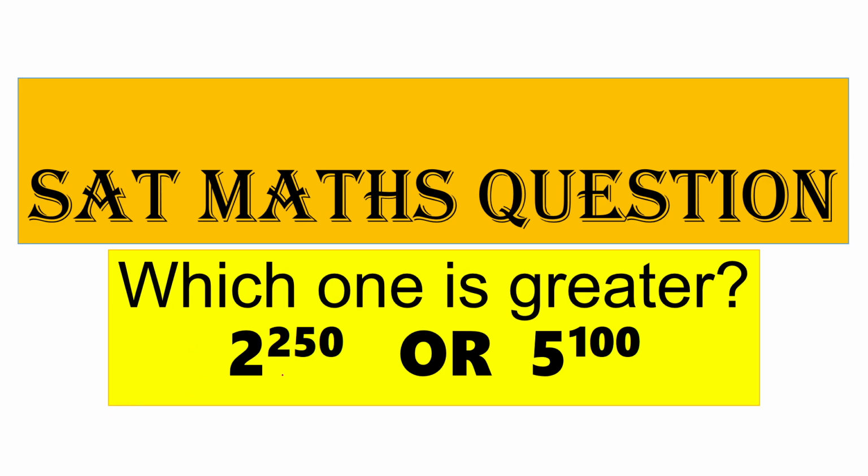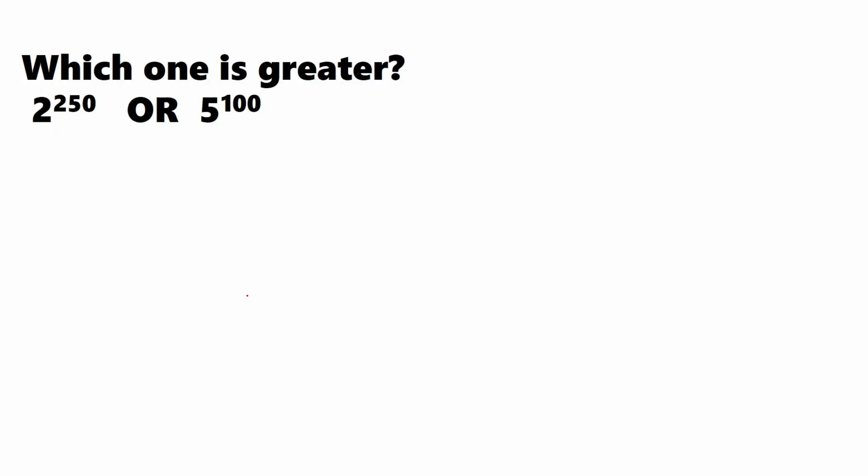Let us solve this set math question. It is asking which one is greater, 2 power 250 or 5 power 100. Again, if we look at the exponents, we have 250 and 100 over here. Now the highest common divisor amongst these exponents is 50.